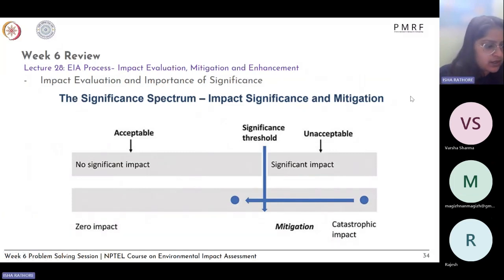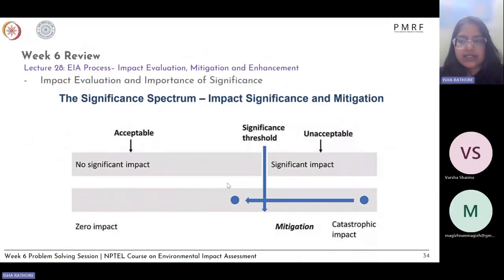You also need to look at the significance spectrum, where you look at whether these impacts are significant and whether they can be mitigated. If we consider impacts in a diagram, this is the acceptable side and this is the unacceptable side, and you have a certain significance threshold value which you don't want to cross. You want the impact to be as close to the acceptable side as possible, and definitely within the significance threshold. It should not be on the other side where it is unacceptable.